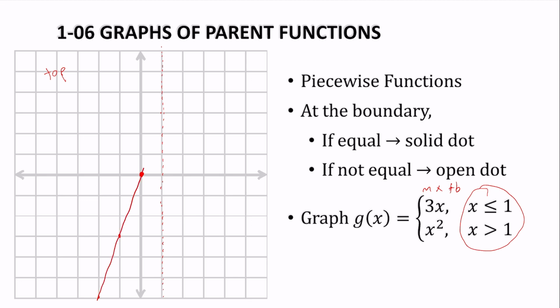And I graph this until I hit the boundary. At the boundary between the domains, though, I have to decide, is the top one equal? So the top one is less than or equal to. So that means it's the equal to, so we'll put the solid dot there.